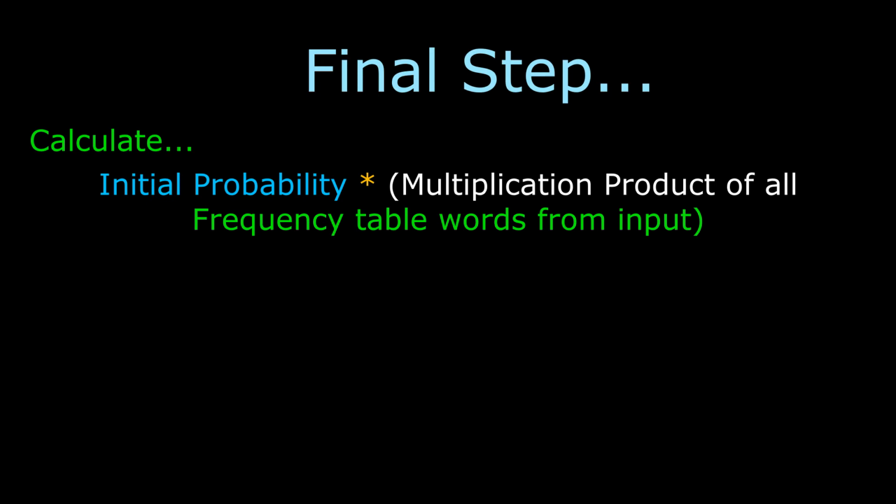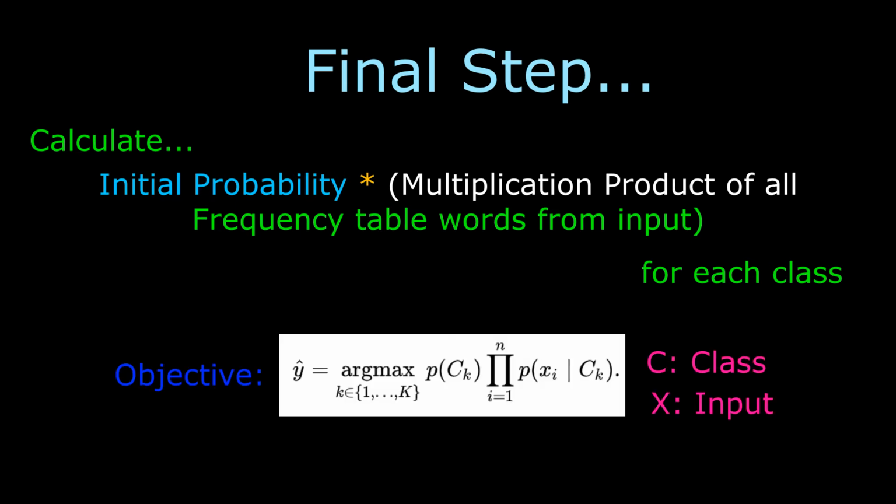Lastly, depending on which class you are computing the calculations for, you would then calculate the multiplication of the initial guess of the related class and the percentage frequency of each input observation with the associated table. You would do this for both class A and class B, and whichever one has the highest number is the predicted class for that particular observation. And that is essentially what naive Bayes classification is all about.